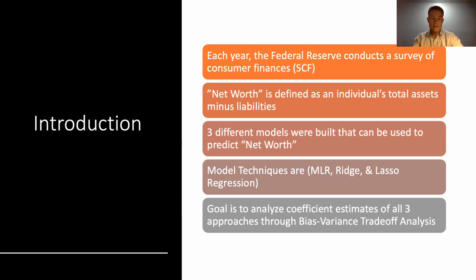So after I defined what I was using as my dependent variable, I used 3 different models in order to predict net worth, which I stated earlier using the 3 regression techniques: MLR, ridge, and lasso. And then after that, because these are 3 different methods, we have different coefficient estimates. I wanted to look at how these different coefficient estimates differ in terms of their bias variance trade-off, and how that applies to the different methods.